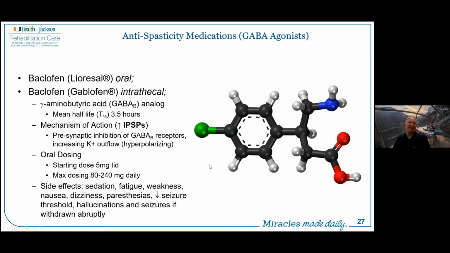So the GABA agonists, and I'm going to start with baclofen. The oral medication is basically a GABA analog with a half-life of about 3.5 hours. Its mechanism of action, again, is to increase the inhibitory postsynaptic potentials by hyperpolarizing the membranes. We typically start with a dose of around 5 milligrams 3 times a day. The Physicians' Desk Reference says that we shouldn't be using more than 80 milligrams a day.